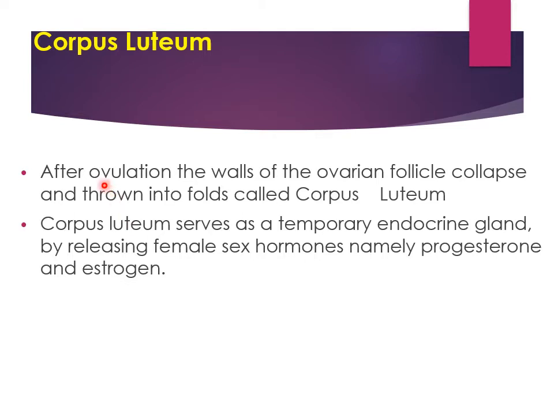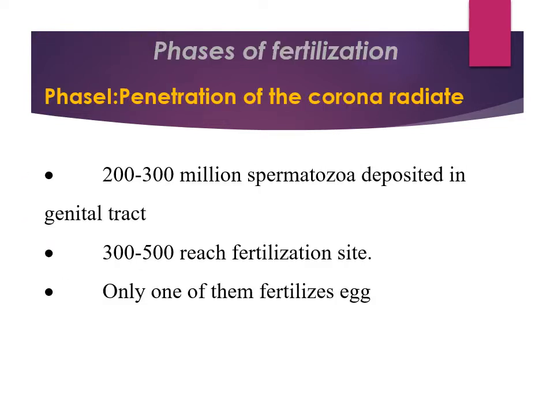The corpus luteum forms after ovulation, when the walls of the ovarian follicle collapse and are thrown into folds. This is called the corpus luteum, which serves as a temporary endocrine gland by releasing progesterone and estrogen hormones.